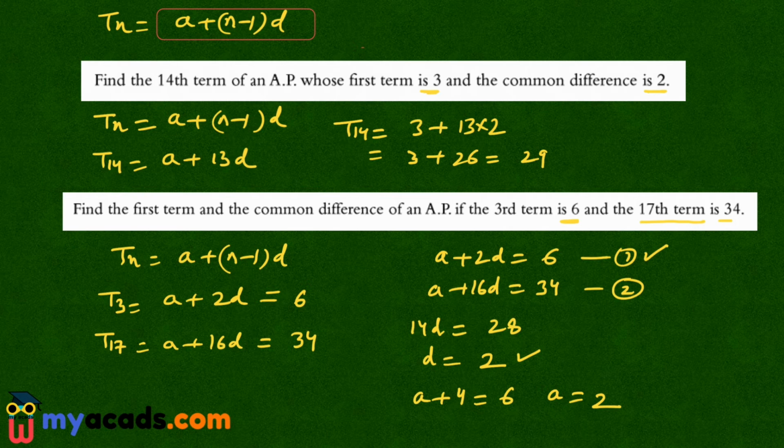Now I have to find out what is my first term. First term is a, that is 2. Then I have to find the common difference. Common difference is d. d is 2. So my answer is 2 and 2.